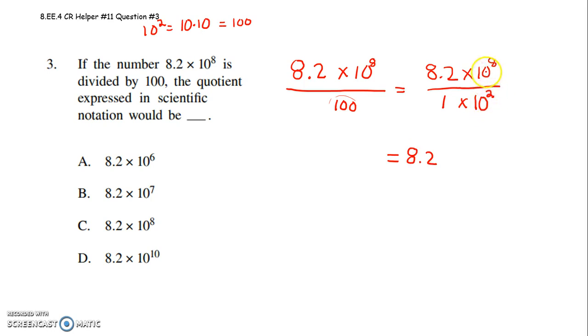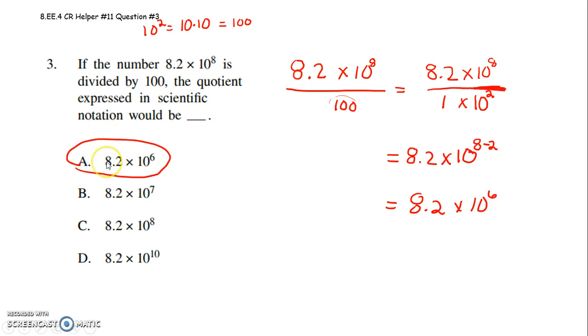And then what do we do when we have the same base and we're dividing? Same base and you're dividing, keep the base, subtract the exponents. So this is times same base when we divide. We're going to keep that base of 10 and subtract those exponents, 8 minus 2. So our final answer would be 8.2 times 10 to the 8 minus 2, which is 6. 8.2 times 10 to the 6th. That's how I go about it.